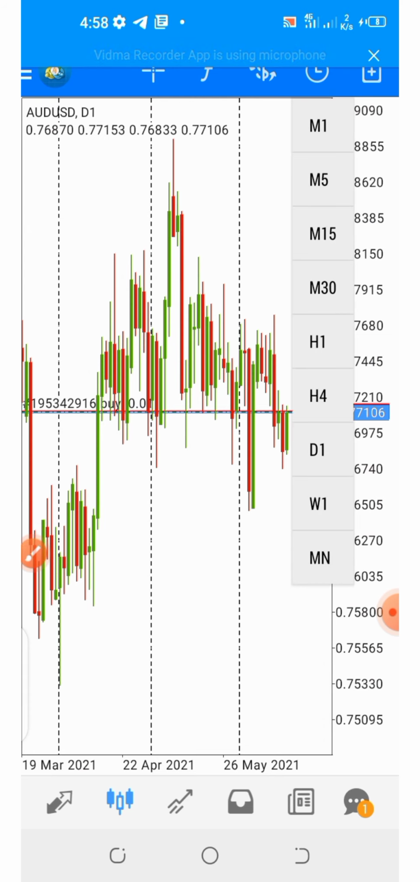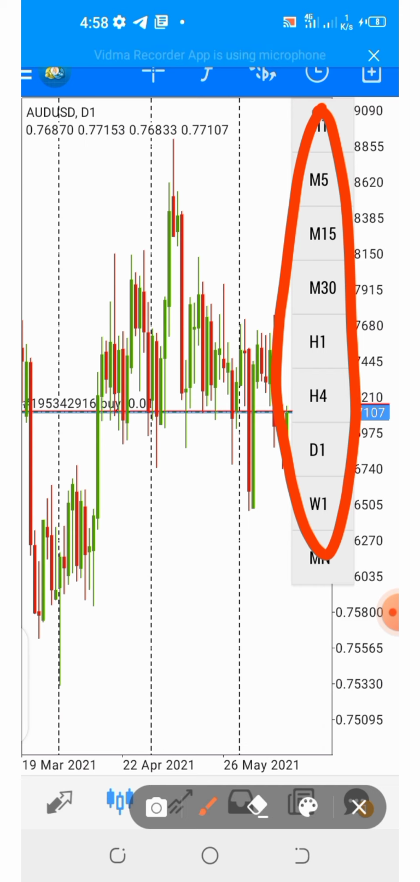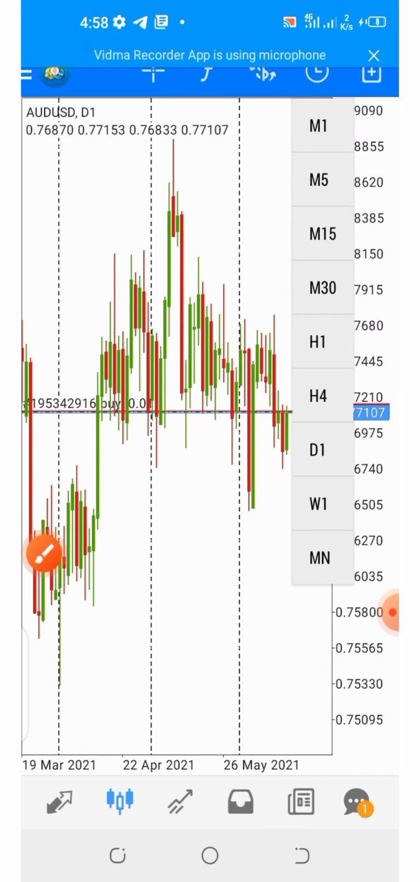When you click on this, you will see the different time frames. You have M1, 1 minute, 5 minutes, 15 minutes, 30 minutes, 1 hour, 4 hours, 1 day, 1 week, 1 month. So you can change to any time frame you want. That is the first method.